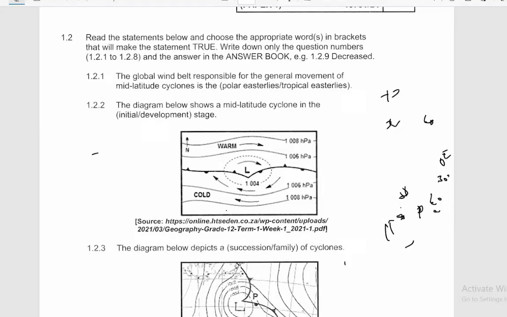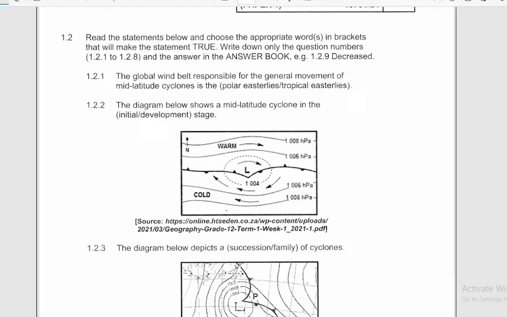This question is saying the diagram below shows the mid-latitude cyclone in the initial or development stage. The initial stage of mid-latitude cyclone is not like that. In the initial stage, we have a stationary polar front which is straight. When a mid-latitude cyclone is starting, it starts along the polar front which is undisturbed. In the initial stage, the polar front is not yet disturbed. It's straight. We have a straight polar front which is stationary, and we have the westerlies going in that direction, the polar easterlies going in that direction. That is the initial stage. The polar front is stationary, it's straight and is undisturbed.